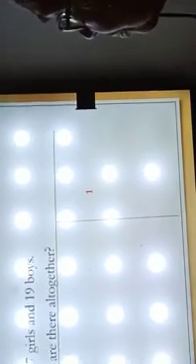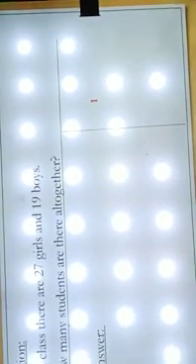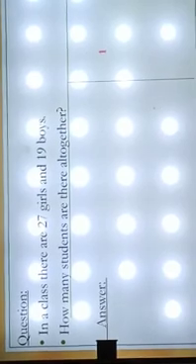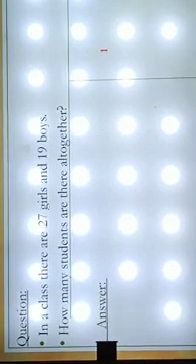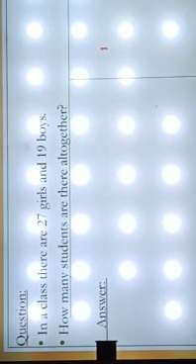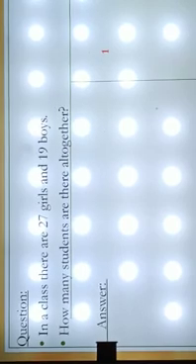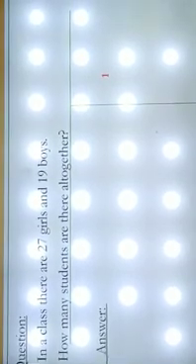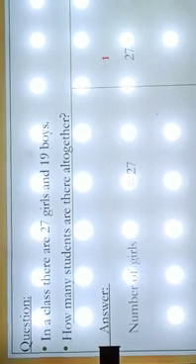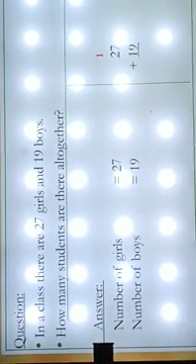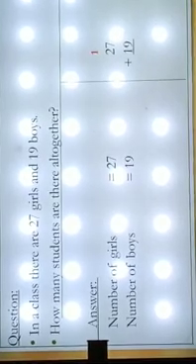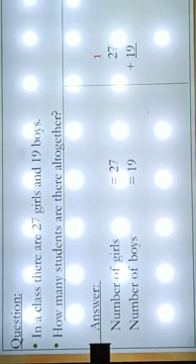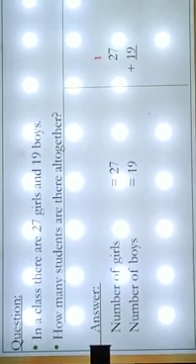Then you can ask, what are the data given? The data given are the number of girl students and the number of boy students. Here, the number of girl students is 27. Number of boy students, 19. So, how many students are there altogether? You must find out the total number of students.